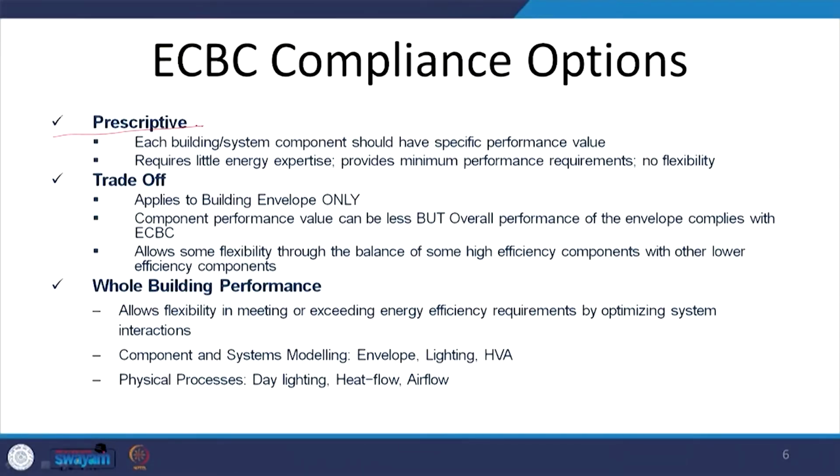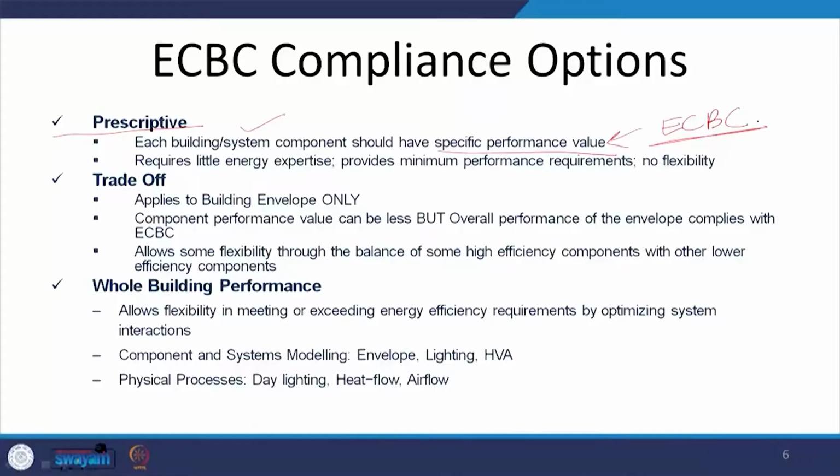So, when we are looking at this ECBC compliance, as I had briefly explained in the previous lecture, there are three compliance approaches. So far we have seen the prescriptive approach, where each building system or component should have a specific performance value which comes directly from the prescriptive tables of ECBC. For this one, it requires very little energy expertise. You do not need to perform simulations or much calculation, and all we have to do is select the right kind of material which meets the prescriptive requirements of the ECBC, and our job is done.